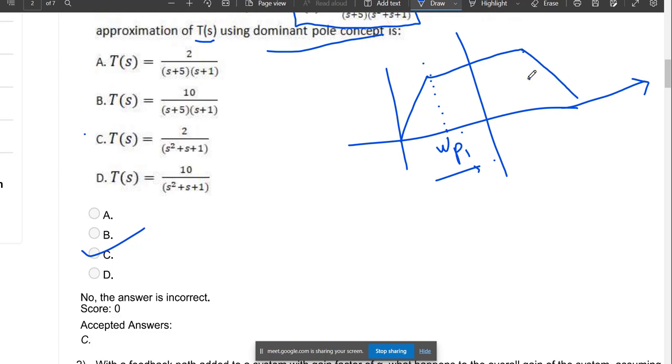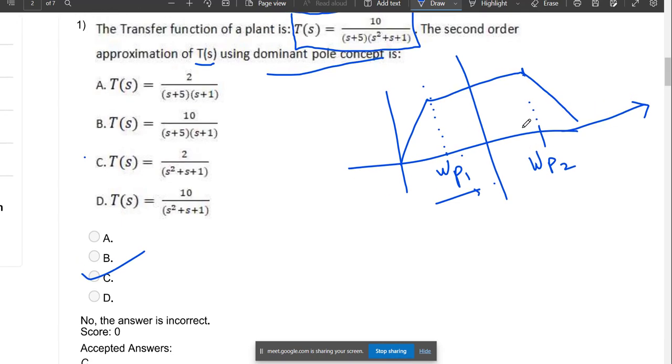Similarly, there will be another dominant pole here, omega p2, which will be the dominant pole for high frequency response. Here the frequency response was uniform, and suddenly its characteristic changed due to this dominant pole. So this is what a dominant pole means. This is the low frequency dominant pole and this is the high frequency dominant pole.